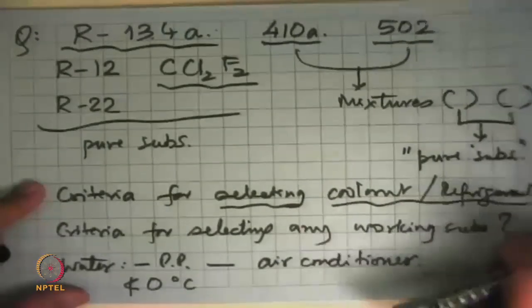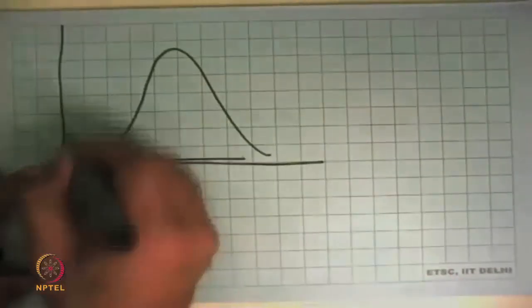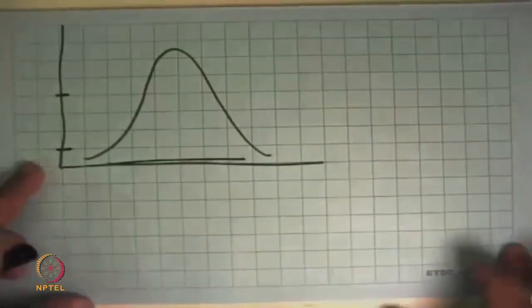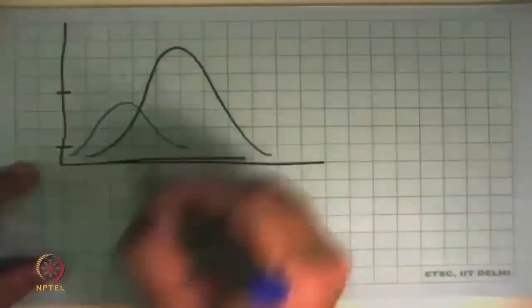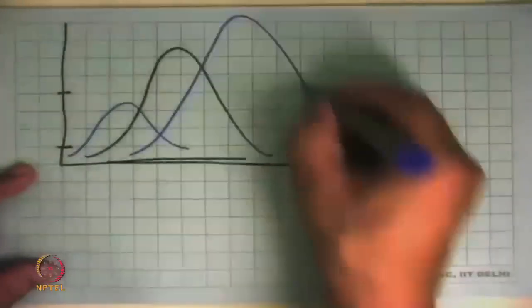Besides, first comes, of course, the thermodynamic criteria. So if you look at the thermodynamics of these and ask, what is the cycle in which I will operate? Here is my TS diagram, and I am going to operate it between these two temperatures. So for some substance, this could be the saturation dome. For some other substance, this could be the saturation dome.